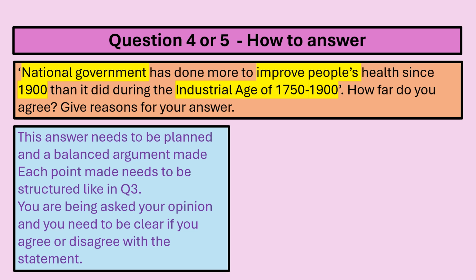National government has done more to improve people's health since the 1900s than it did during the industrial age of 1750 to 1900. How far do you agree? It's asking you if you agree. The key words here were national government. What has the government done for everybody in the country to improve people's health? We're only talking about improving the positive things, the good things. And the question is asking, has it done more since 1900, in the last 120 years, than it did in the previous period? It's asking you to compare.